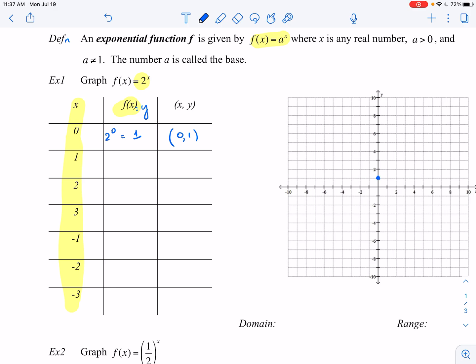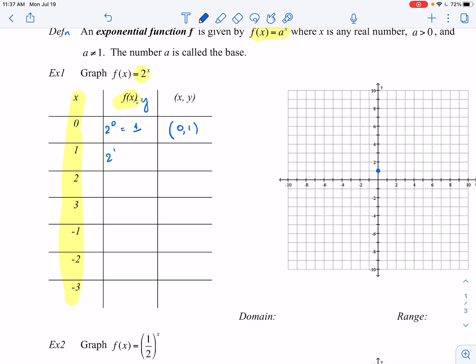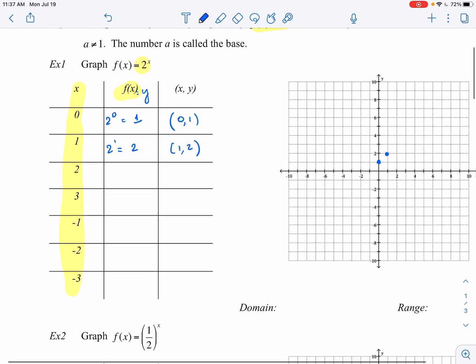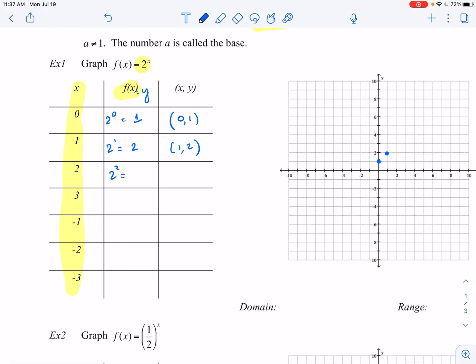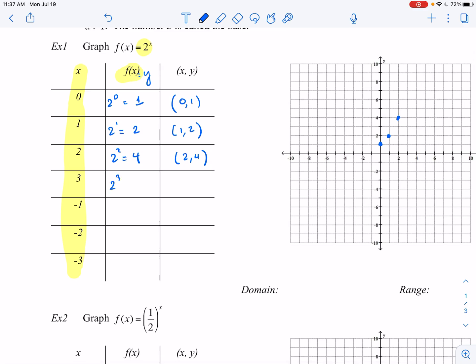Okay. Next, if x is 1, 2 to the first power is going to be 2, so a point is going to be (1, 2). So (1, 2) is going to be right there. If x is 2, y is going to be 4, third point is going to be (2, 4), so (2, 4) right there. If x is 3, 2 to the third is going to be 8, so it's going to be (3, 8) for the next point. 3 is right there, 8 is right there.